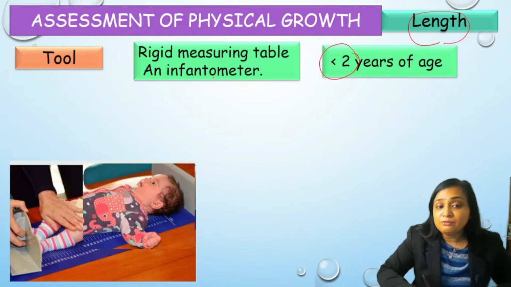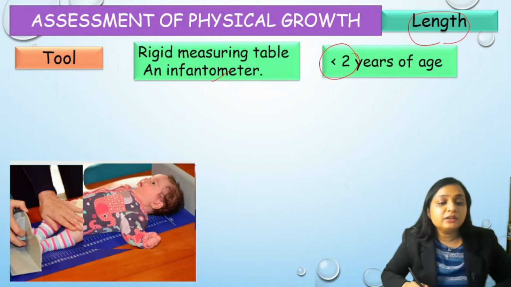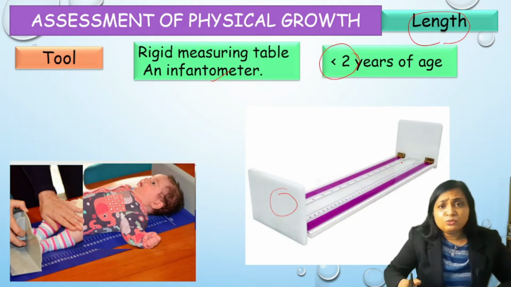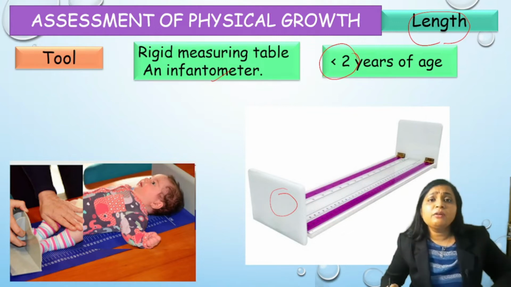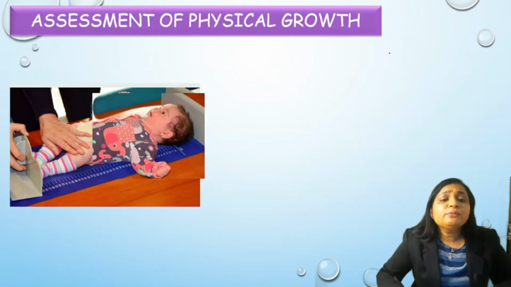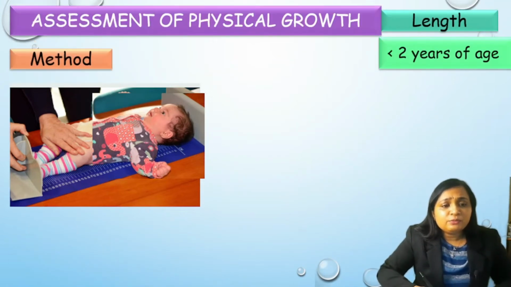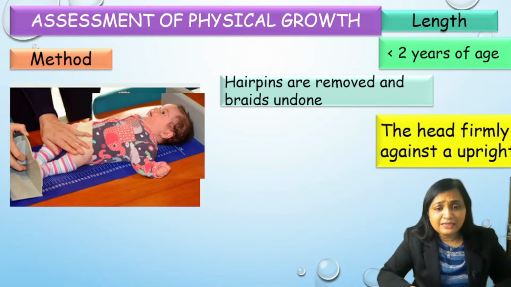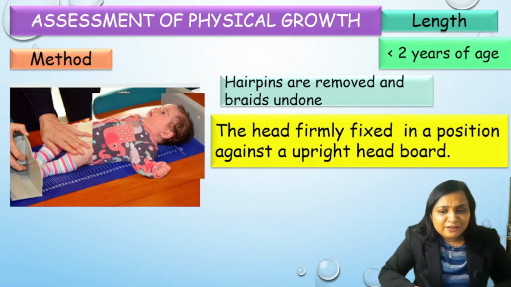What is the tool for taking a length? It is the infantometer, which is shown in the picture. This end is fixed. This is for the head, and this is a flexible foot bar, which can move forward and backward. And how are we going to measure it? First and foremost, the hairpins or braid should be removed, otherwise it will give a false height. The head is firmly fixed in position against the upright headboard, and then we have to flex the knees like she has flexed here.